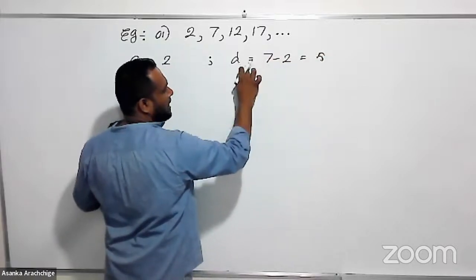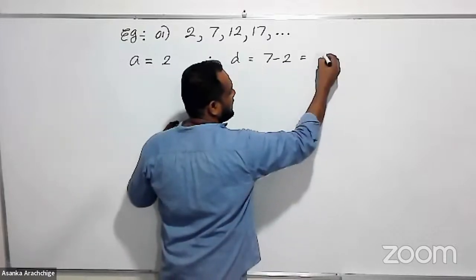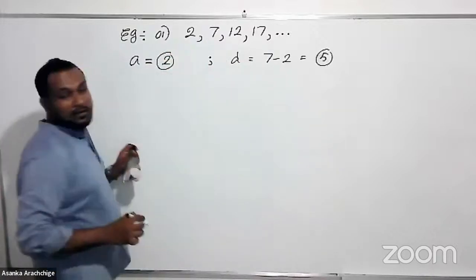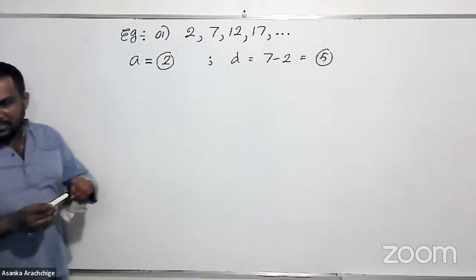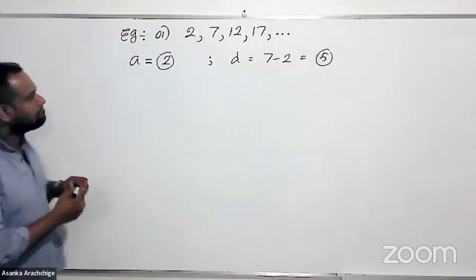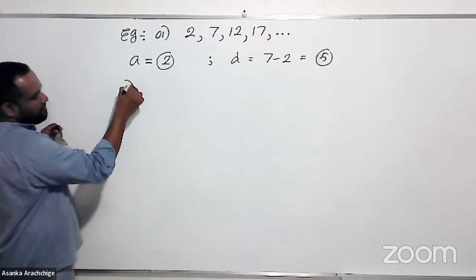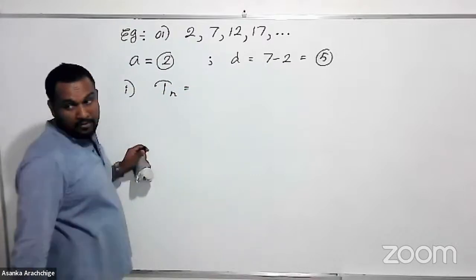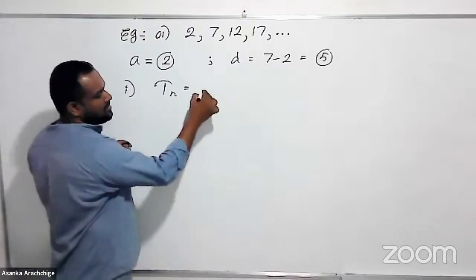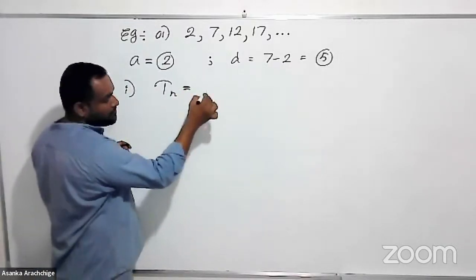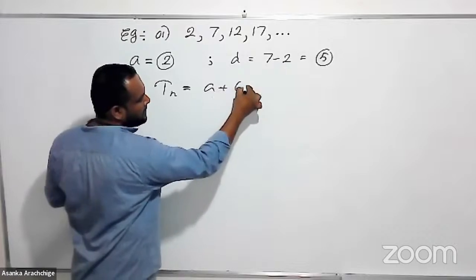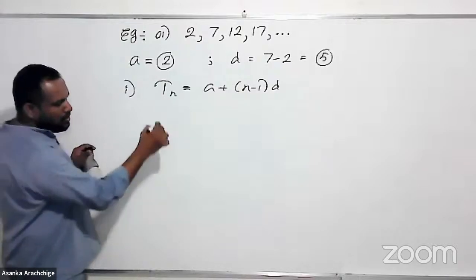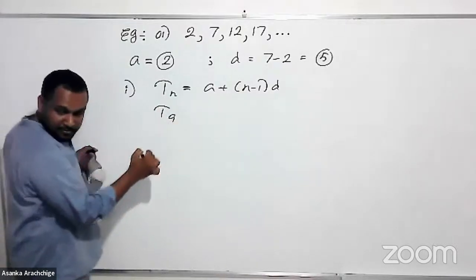These two terms are essential to find the answers to these questions, right? First, you should write the Tn formula. What is Tn? Tn equals a plus n minus 1 times d. First, you need to find T9, no?